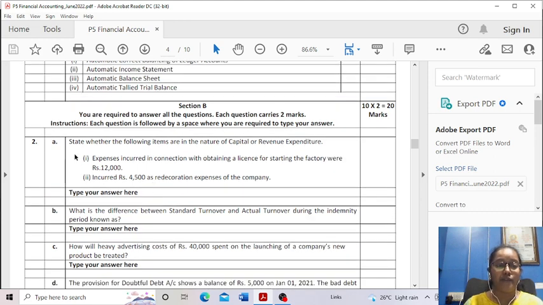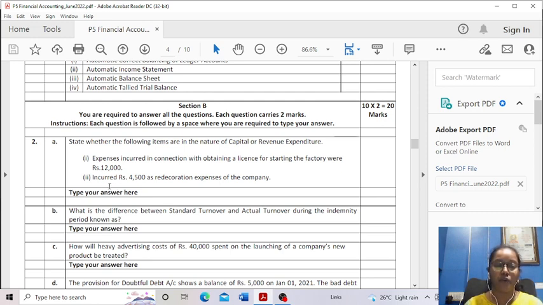For example, the first question: state whether the following items are in the nature of capital or revenue expenditure. State means you just need to classify whether it is capital or revenue expenditure. Just give point number 1 and the answer. For example, expenses incurred in connection with obtaining a license for starting a factory were rupees 12,000. It is treated as capital expenditure, so you give point number 1, capital expenditure.